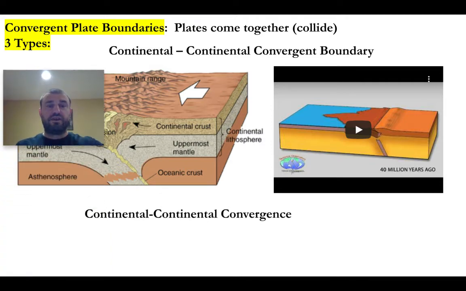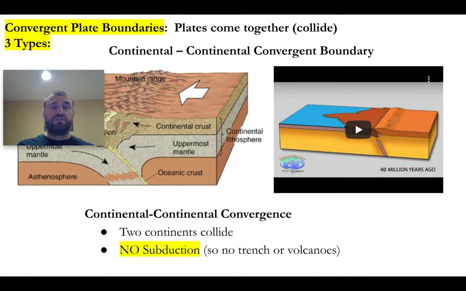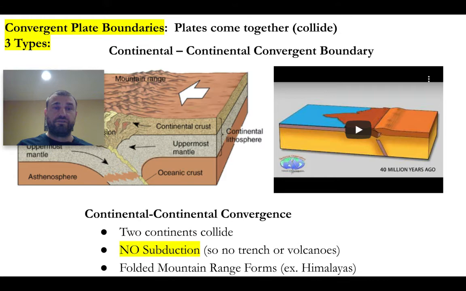So in a continental convergence, two continents collide. There's no subduction. So since there's no subduction, there's no trench, and you can't have volcanoes without subduction because the plate can't melt because it's not diving back into the mantle. So that's one good thing, I guess. The Himalayas have no volcanoes. They do have major earthquakes, but no volcanoes. You get what's called a folded mountain range. The rocks are literally under such pressure that the rocks fold.